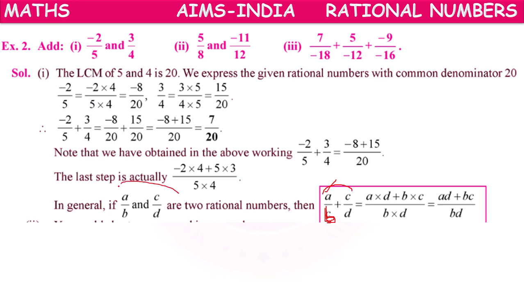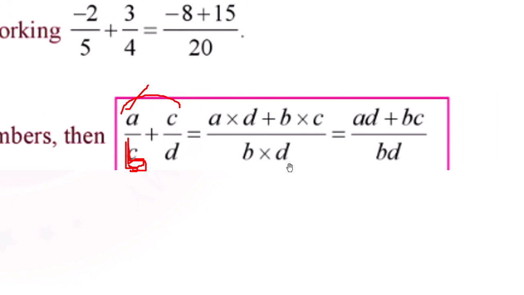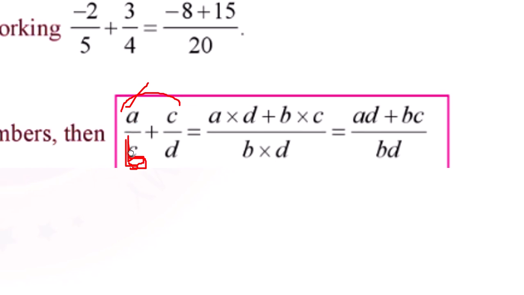If the rational numbers are a by b and c by d, what can we do? We take the LCM, BD, in the denominator, b into d. Here, while doing a by b, b is already present in the denominator, so d is missing. So we have to multiply a with d.